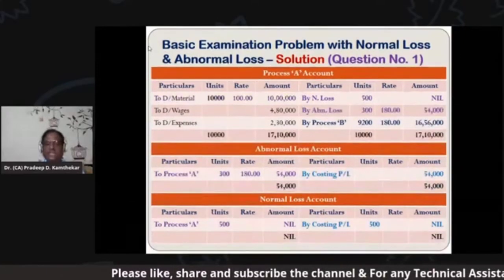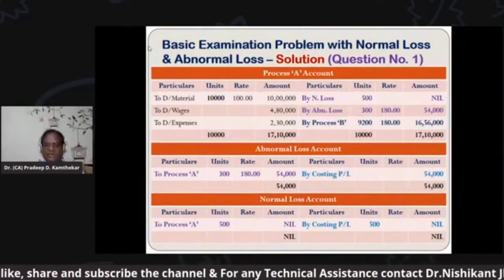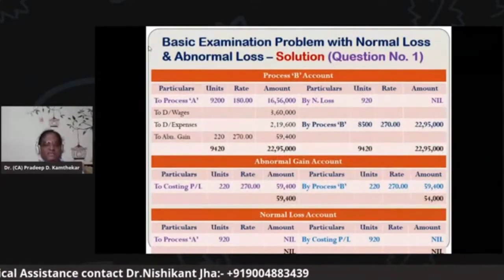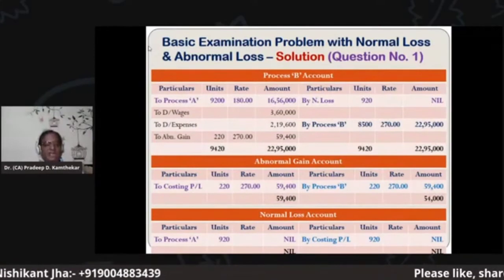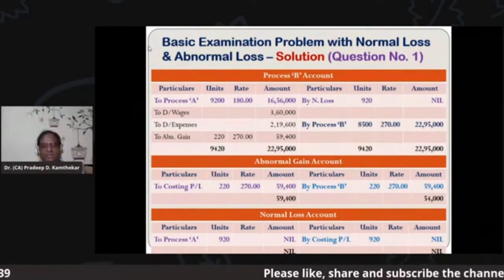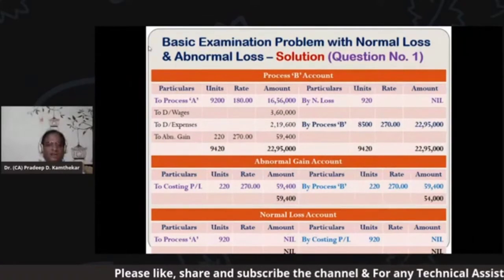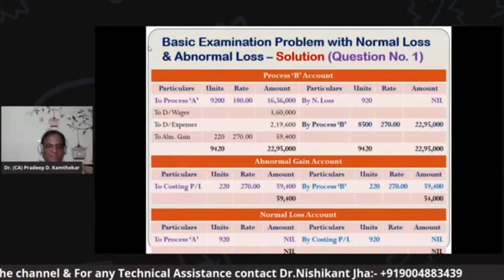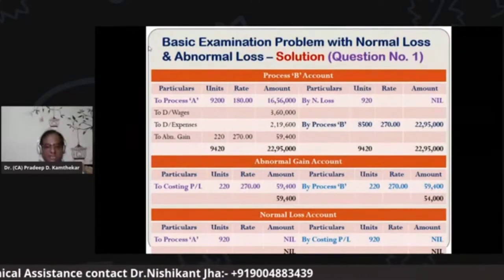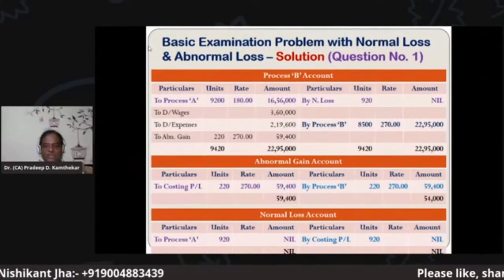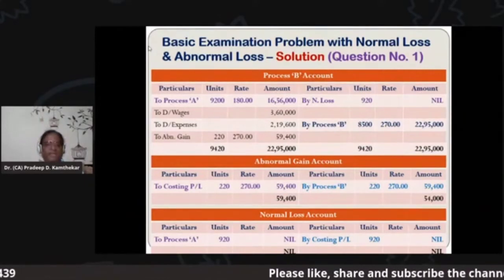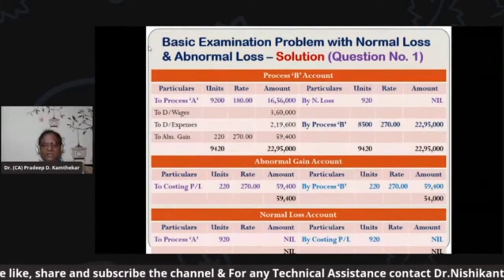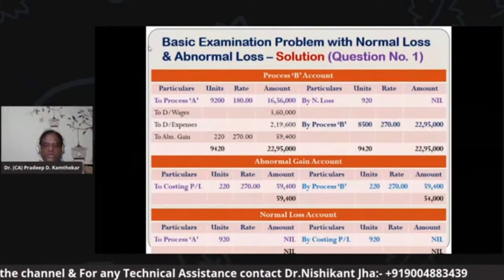Output of process A is 9,200 at the rate of 180. You see on the debit side of process B, plus process B has incurred 3,60,000 wages and expenses. Then on the credit side, again 10% of 9,200 normal loss, no saleable amount. So debit 16 lakh 56,000 plus 3 lakh 60,000 plus 2 lakh 19,600, this total minus nil divided by expected output. We have seen in the table 9,200 minus 920. That gives us cost per unit as 270.